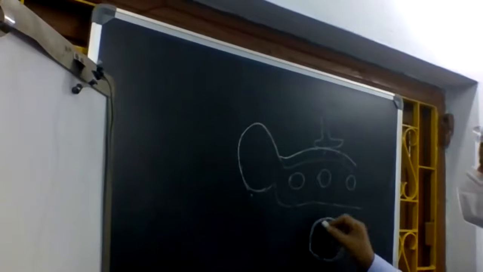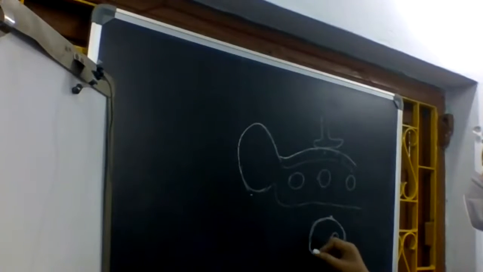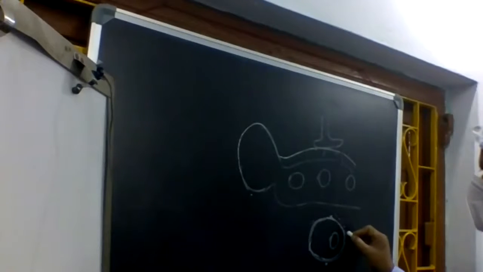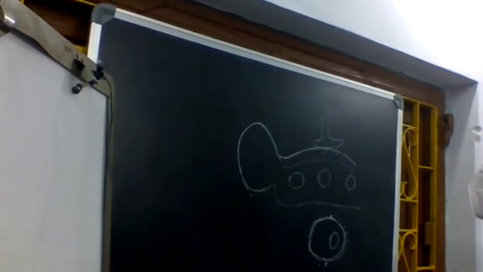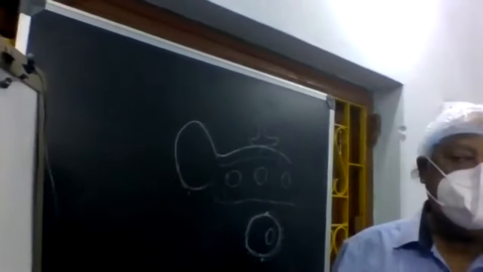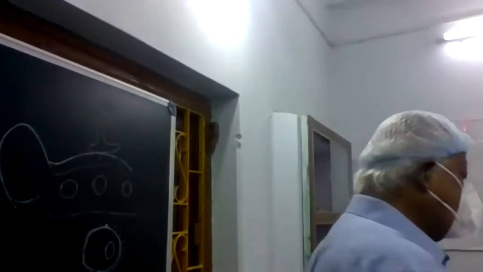So you just put your cursor outside the circle, and then you get the abdominal circumference. Naturally the computer will give you the measurement of the abdominal circumference. I will show you in the practical class. No problem.